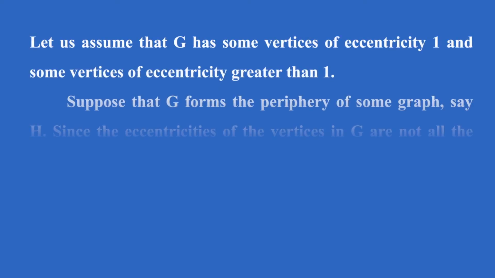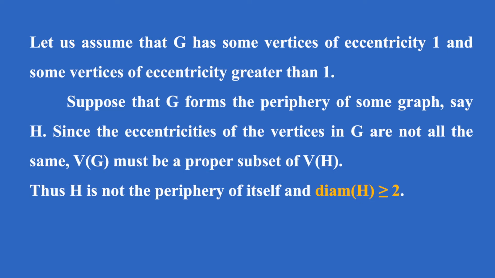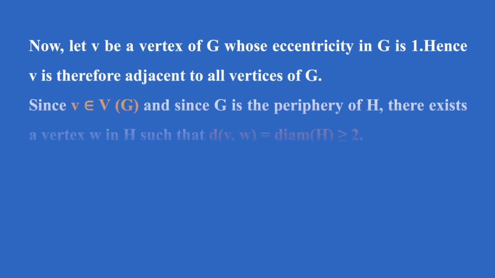Conversely, let us assume that G has some vertices of eccentricity 1 and some vertices of eccentricity greater than 1. Suppose that G forms the periphery of some graph, say H. Since the eccentricities of the vertices in G are not all the same, V of G must be a proper subset of V of H. Thus, H is not the periphery of itself and the diameter of H is greater than or equal to 2. Let v be a vertex of G whose eccentricity in G is 1. Hence, v is adjacent to all vertices of G.